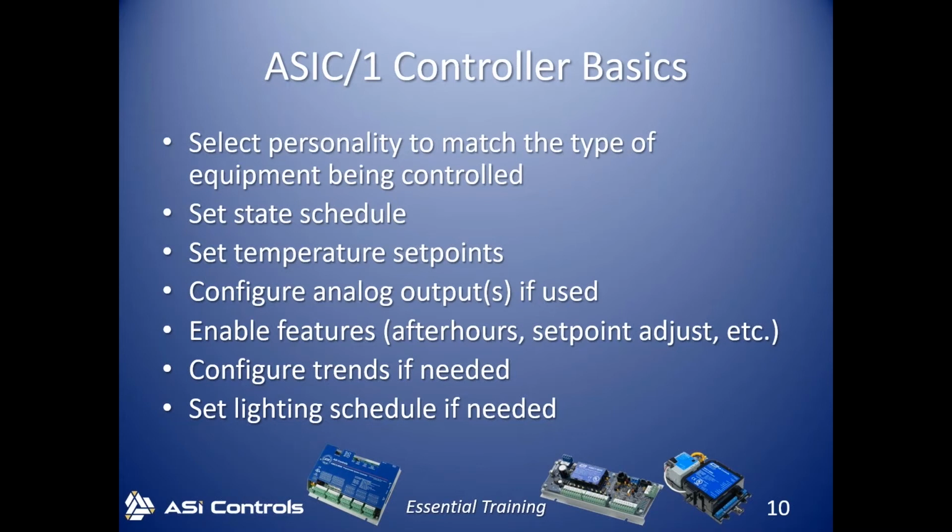There's some limited trending capabilities in the ASIC 1s. They can track 2 points as frequently as every 15 minutes. And at a 15-minute interval, it would have 24 hours worth of trend data. And there's also an independent lighting schedule. We've had a lighting schedule in our ASIC 1s since the first controller we've ever made.